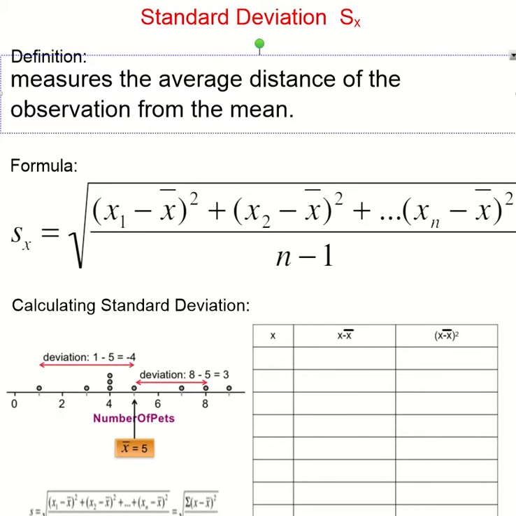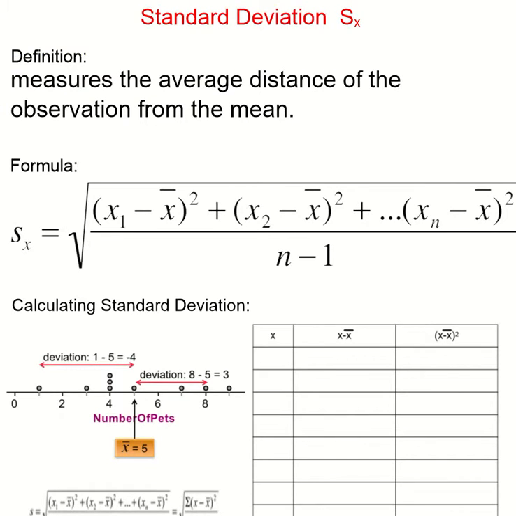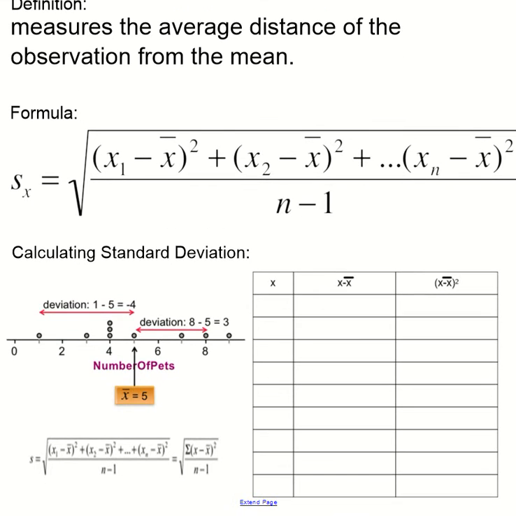It's calculated by finding an average of the squared distance and then taking the square root. So its formula is right down here. And to find the standard deviation of n observations, we can follow this process right here. So we put in our values for each point.